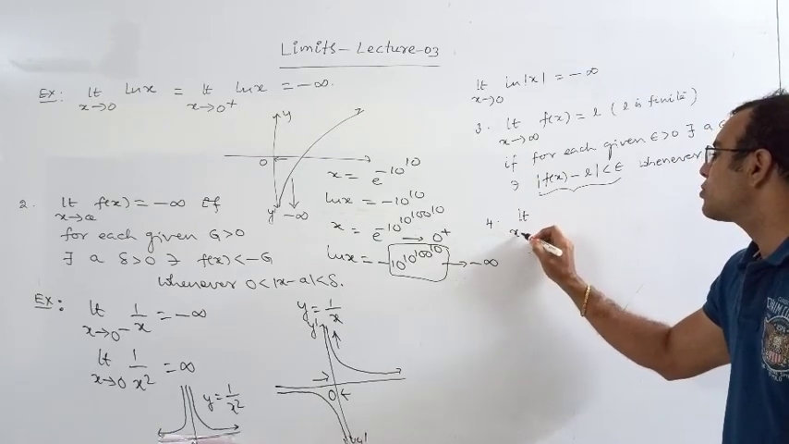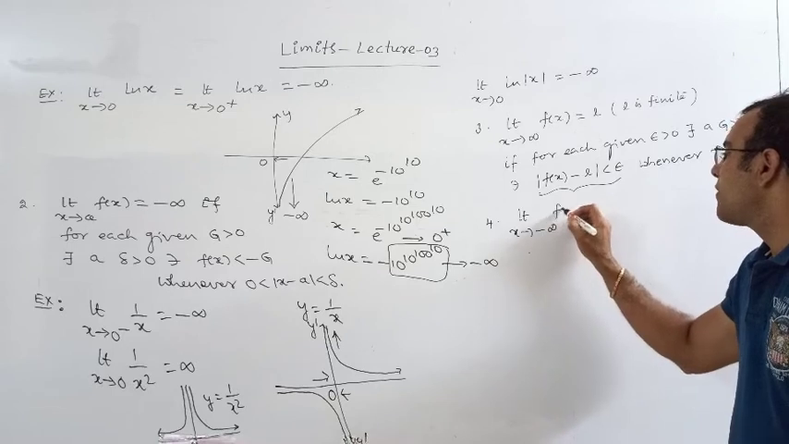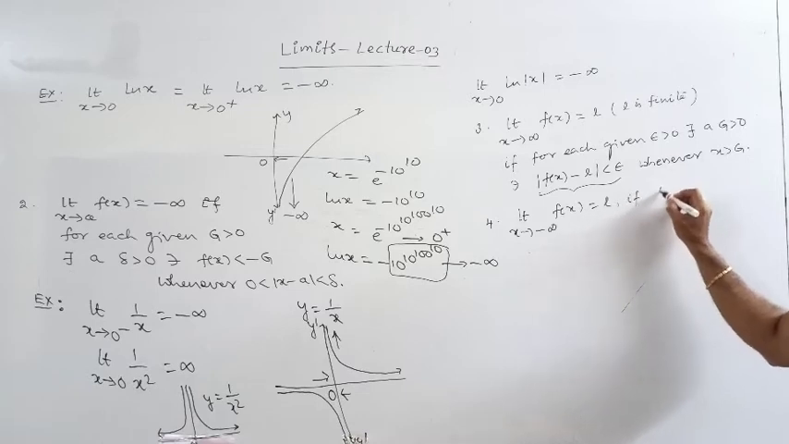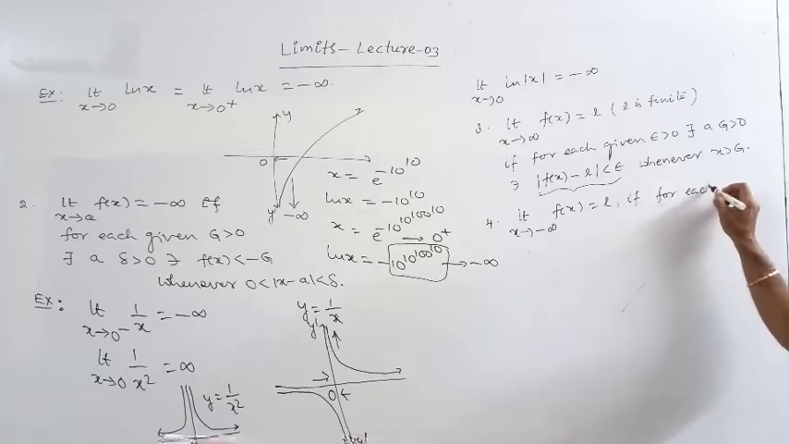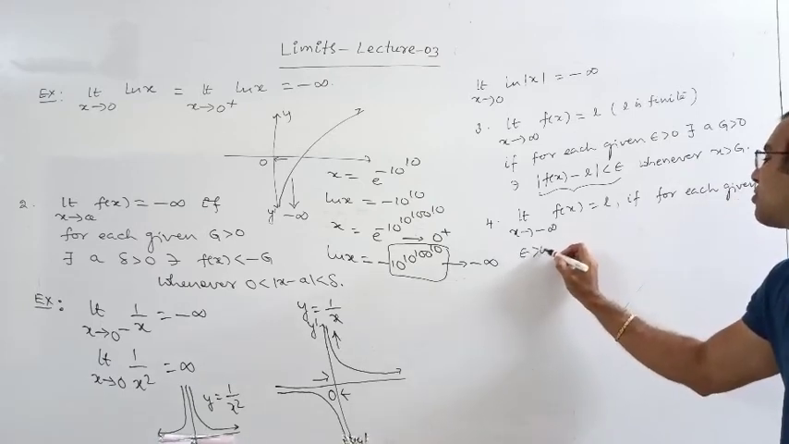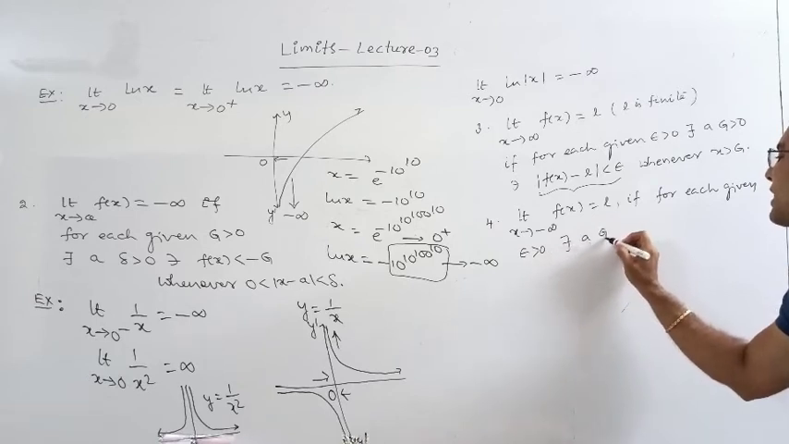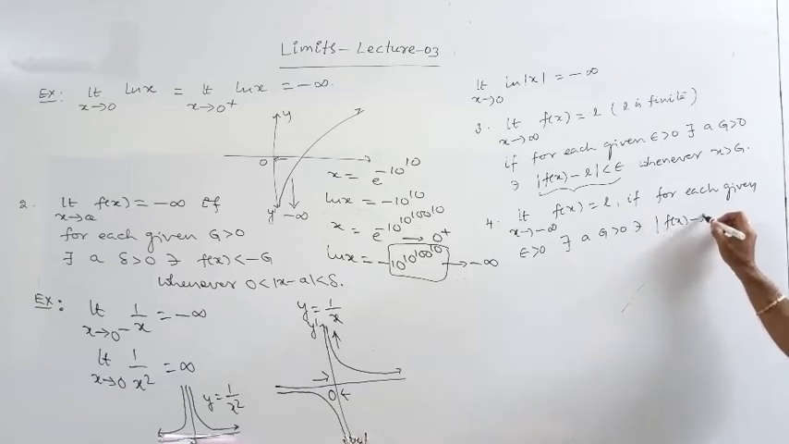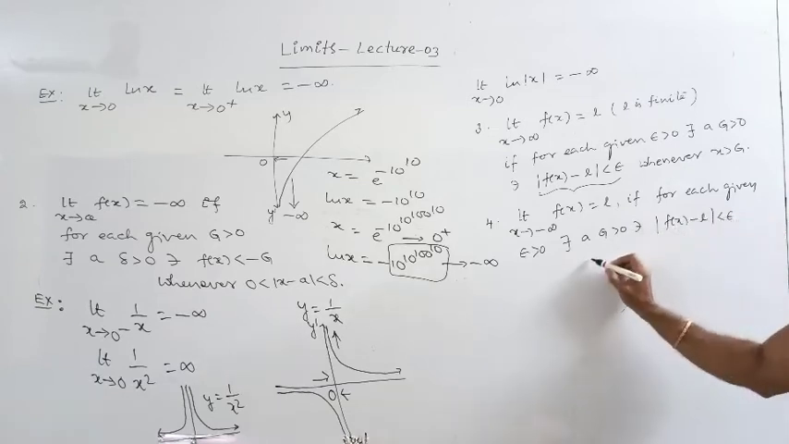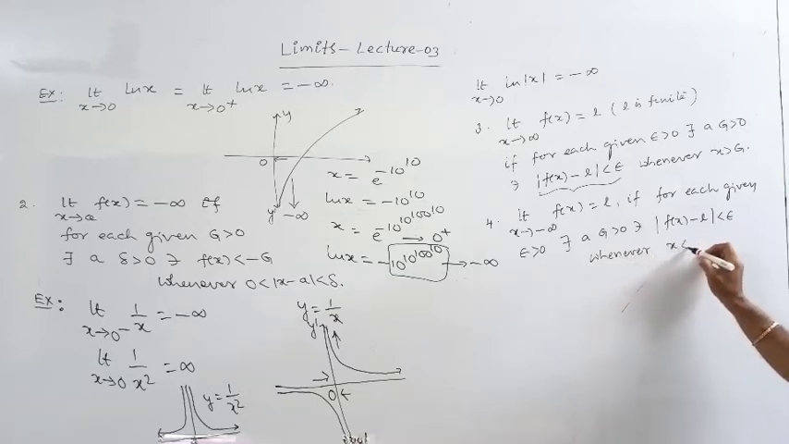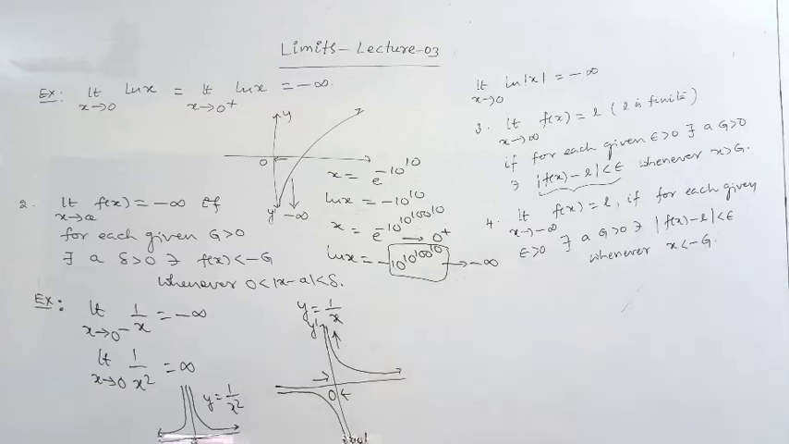Limit x tends to minus infinity, f of x equal to L. If for each given epsilon greater than 0, there exists a g greater than 0 such that modulus of f of x minus L is less than epsilon whenever x is less than minus g. x is less than minus g.